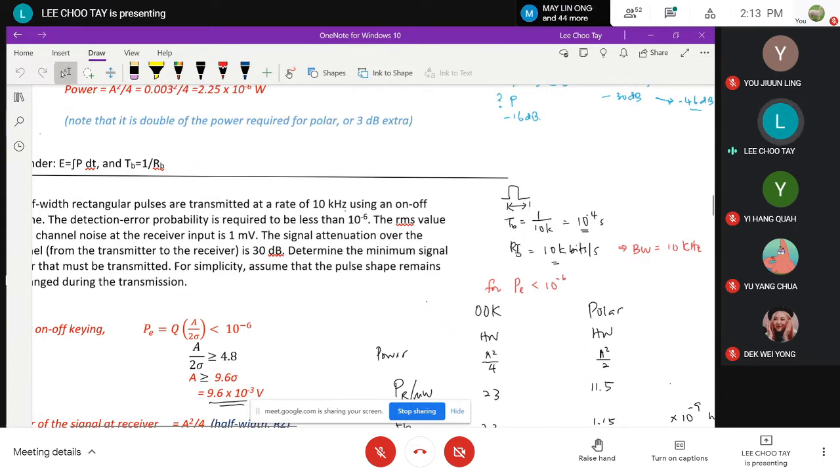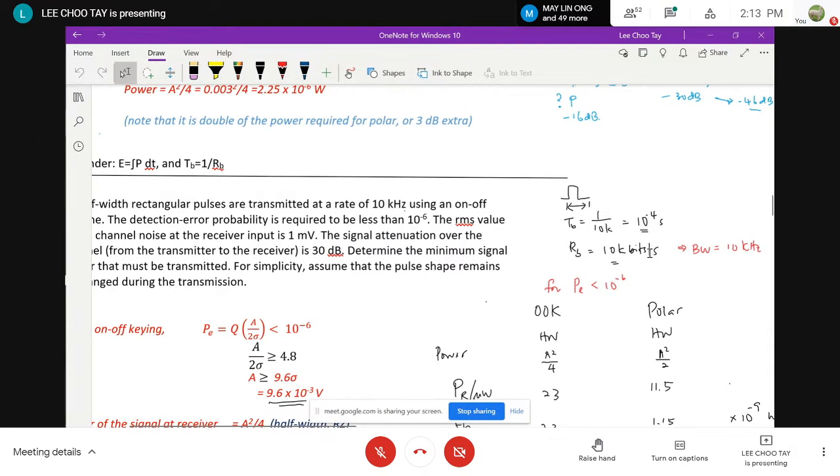And that means our bit rate is 10 kilobits per second. How do you get the bit rate? Bit rate is 1 over TB. One over the bit duration will give you your bit rate. And this corresponds to a bandwidth for the signal. The bandwidth is 10 kilohertz. So the minimum bandwidth for this signal is actually 10 kilohertz.